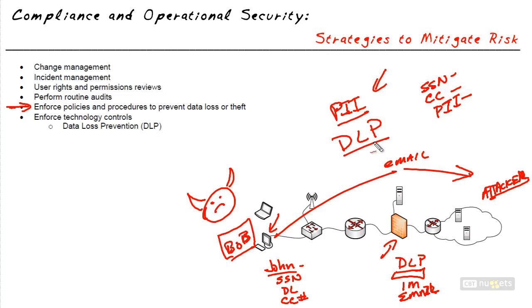So these data loss prevention controls that we put in place, this would be an example of a technical control that we put on this device right here, would be an attempt at preventing an employee like Bob from emailing unencrypted information out to an attacker. And it doesn't even have to be out to an attacker. What Bob could do is he could email it to his own email address that he uses at home, for example, something that he can access from the outside.